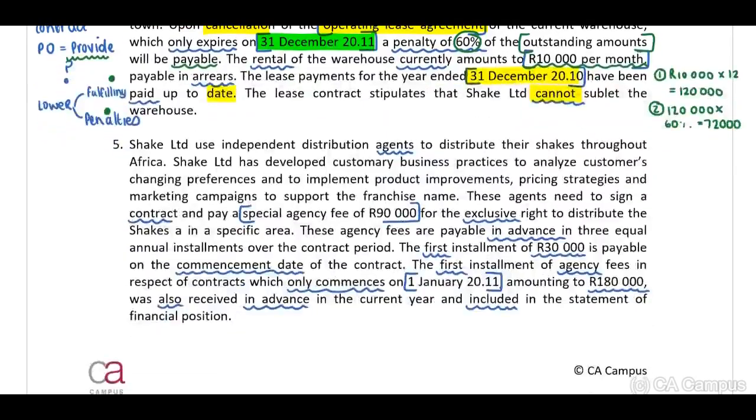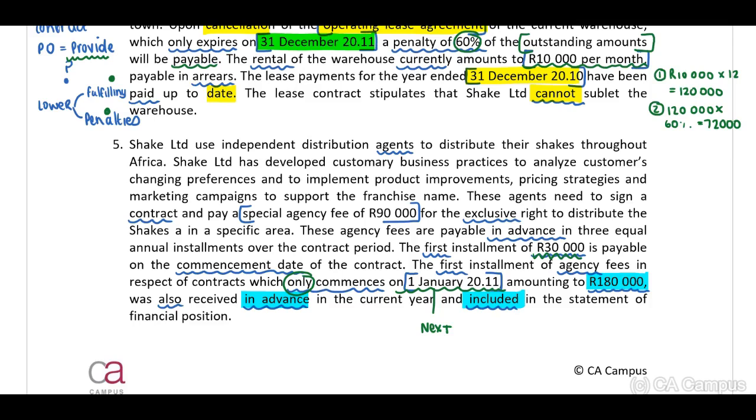Now number 5, guys, they've indicated to us in the last section of this paragraph. The first installment of 30,000 is payable on commencement date of the contract. The first installment of agency fees in respect of contracts which only commences on 1 January 2011, this is the next year, amounting to 180,000, was also received in advance in the current year and included in the statement of financial position.